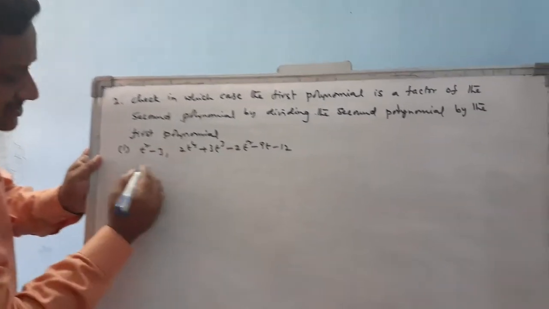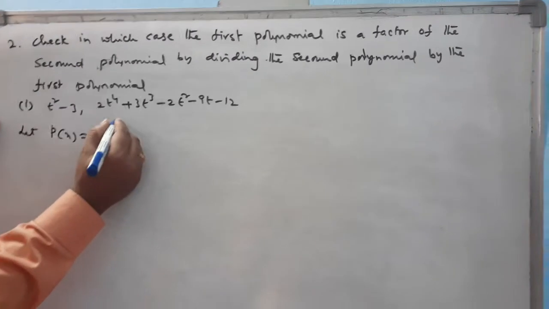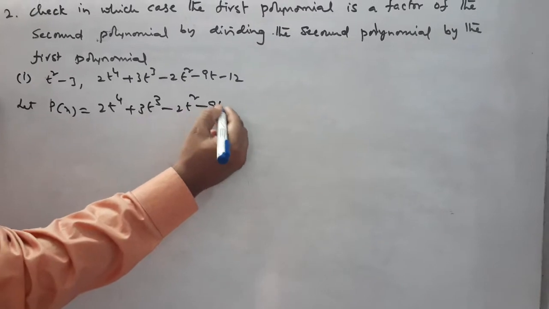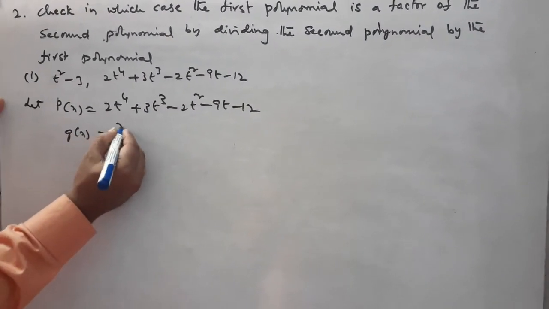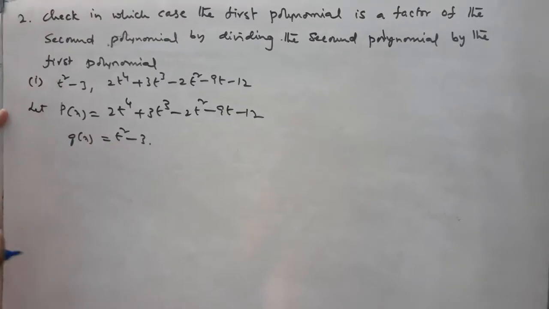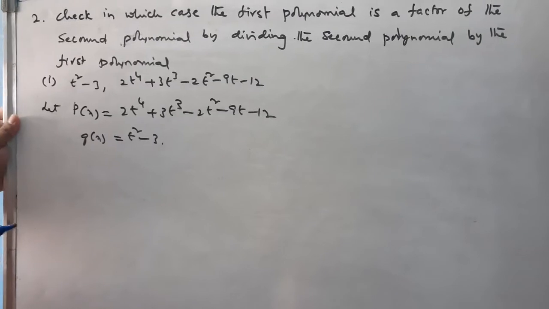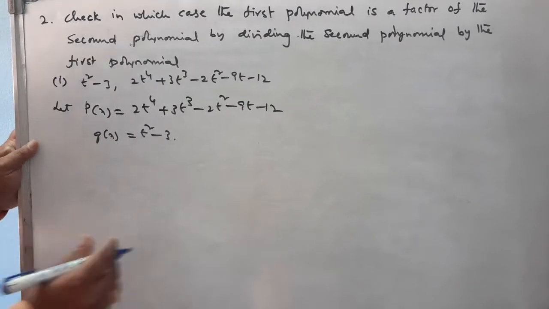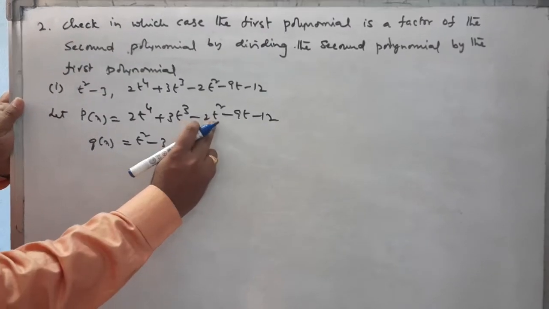Now I am taking this as p of x. Let p of x is equal to 2t to the power of 4 plus 3t cube minus 2t square minus 9t minus 12. Now I am taking g of x as t square minus 3. If the remainder is 0, then g of x is a factor of p of x. So here it is a divisor, and it is a dividend.